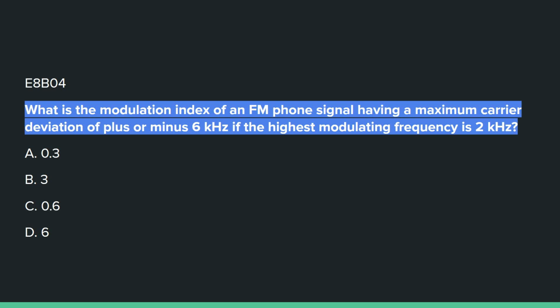E8B04, what is the modulation index of an FM phone signal having a maximum carrier deviation of plus or minus 6 kHz if the highest modulating frequency is 2 kHz? Answer is B, which is 3.